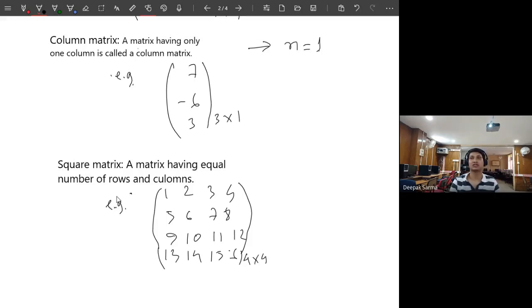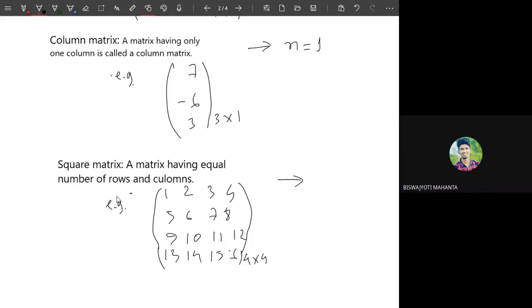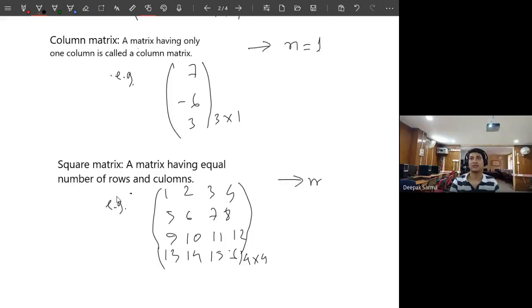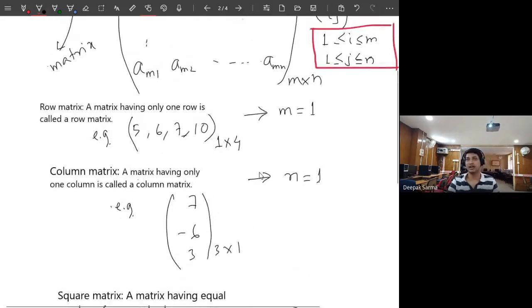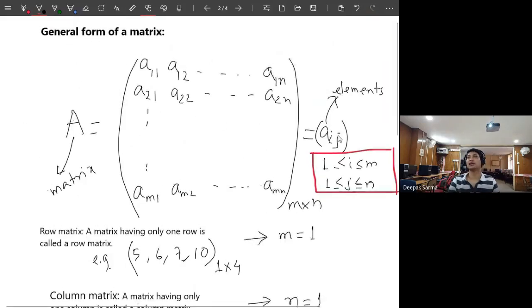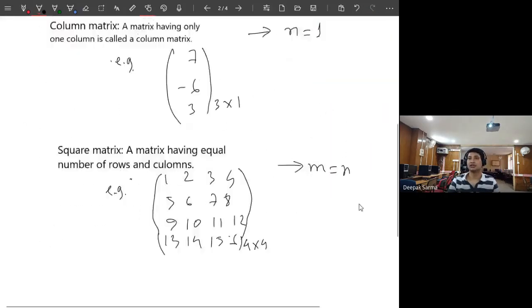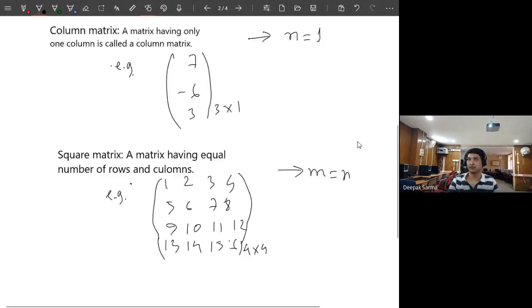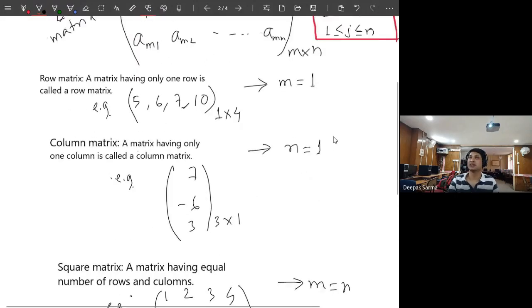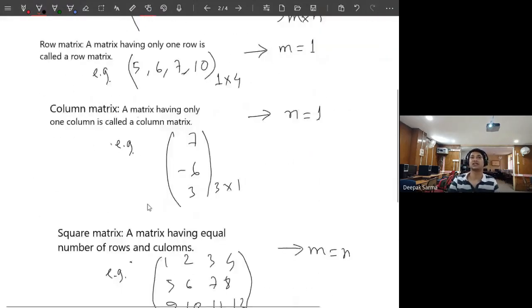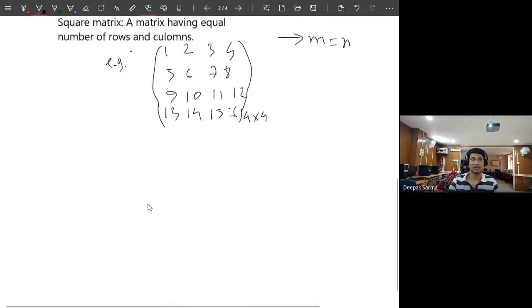So in symbolic notation, what do I mean? M equal to N. If M is equal to N, that is a square matrix. So I have given two different interpretations. If you have to define, you can write: Aij is a square matrix if M equal to N, or a column matrix if N equal to 1. You can write that way, or in language, it's up to you.